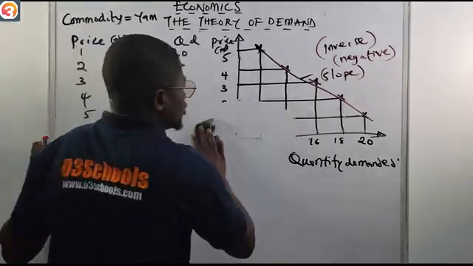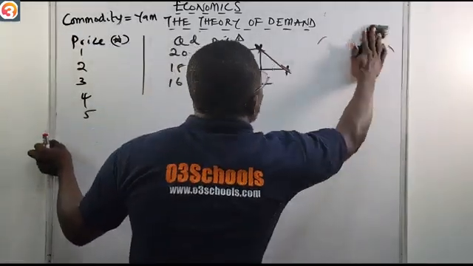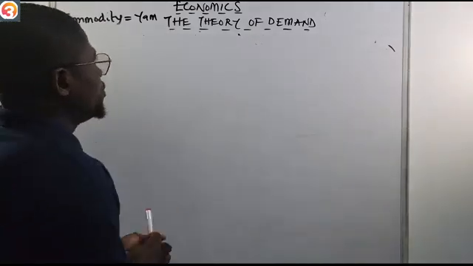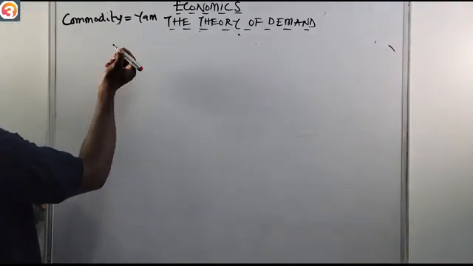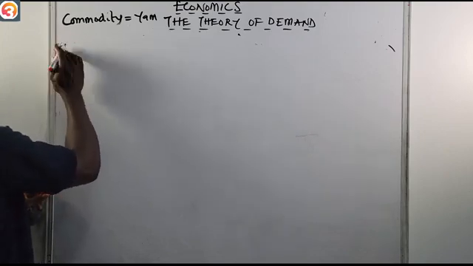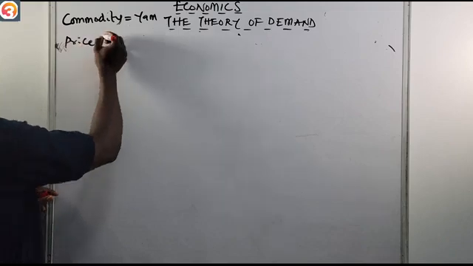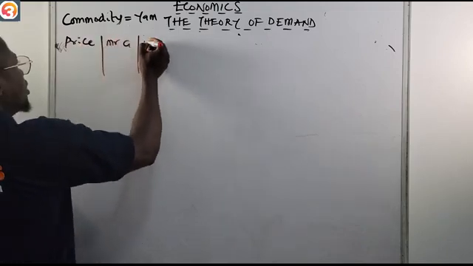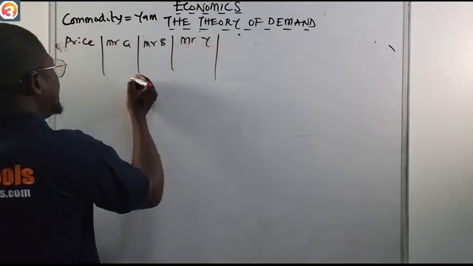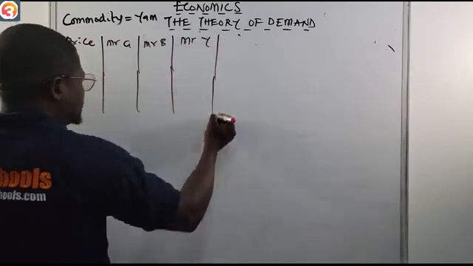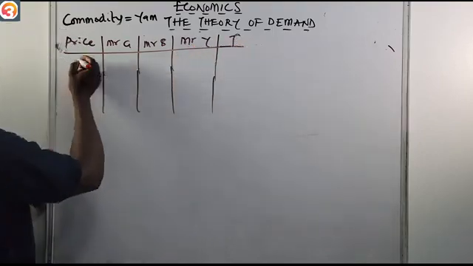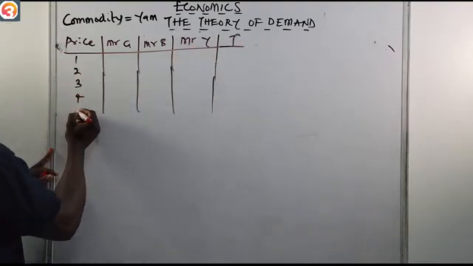We're going to use the example from the other case to finish this up. We take the prices, and then we had Mr. G, Mr. B, Mr. Y. Let us bring out this data. Then we had a total here: at 1 naira, at 2 naira, at 3 naira, at 4 naira, at 5 naira.